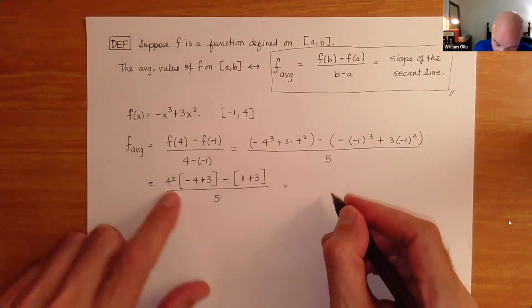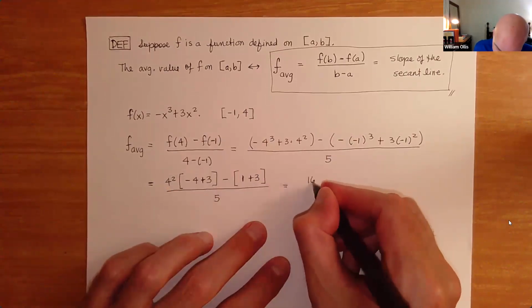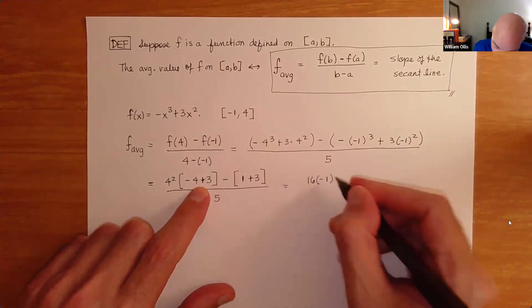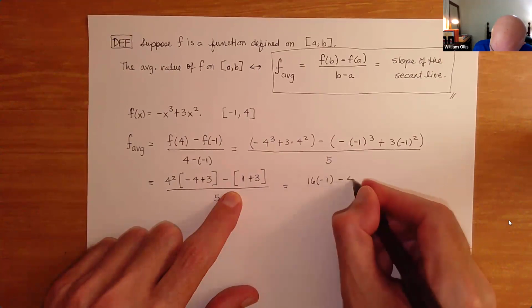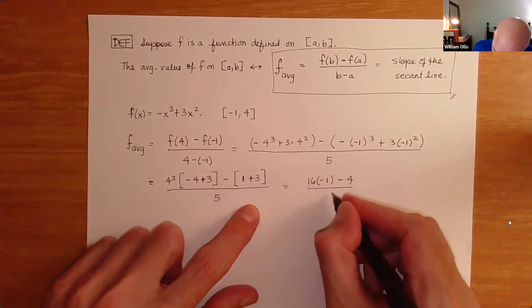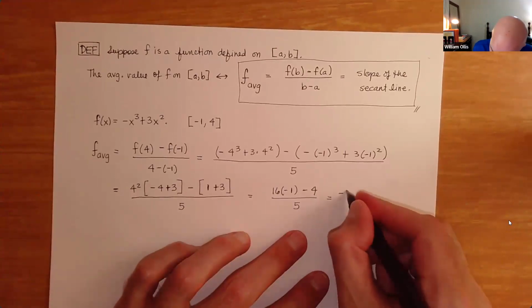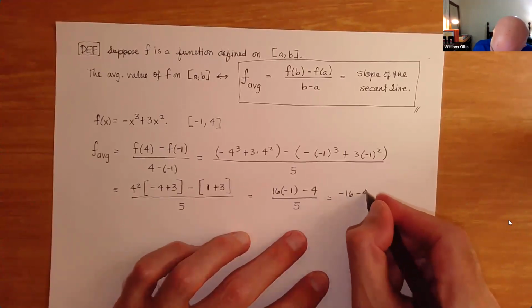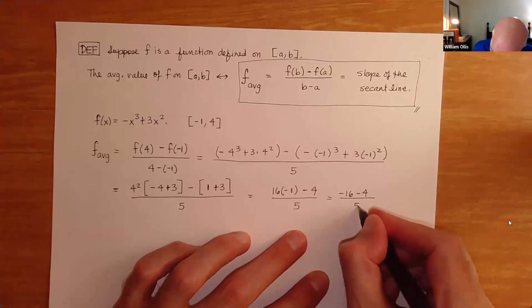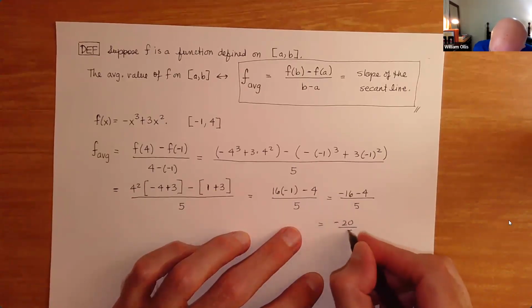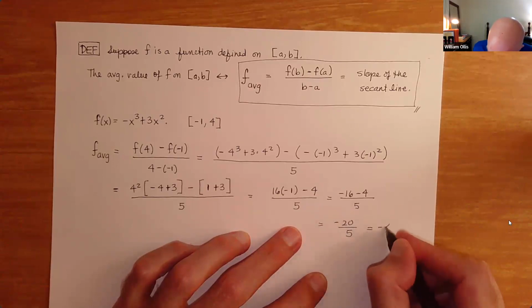So now notice we have 16 times a -1. If you factor, the numbers are easy. And then you have minus a 4 divided by 5. So now you've got a -16 minus a 4 divided by 5. So this is a -20 over 5, which is -4.